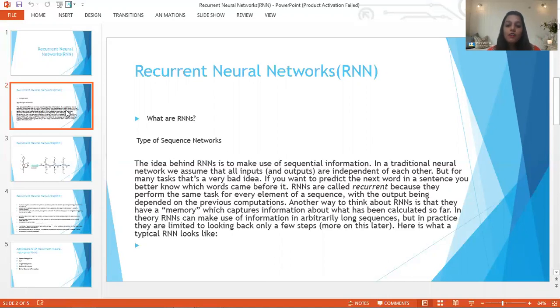Recurrent is used here because they perform the same task for every element of the sequence, with the output being dependent on the previous computation. So what is the meaning of this line? Basically, like I said before, I type "online" in the browser. So it takes "online" from the previous input and then adds the next word according to my previous searches.